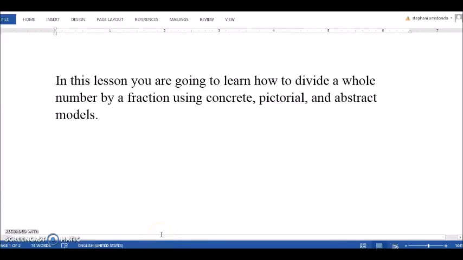In this lesson, you are going to learn how to divide a whole number by a fraction using concrete, pictorial, and abstract models.